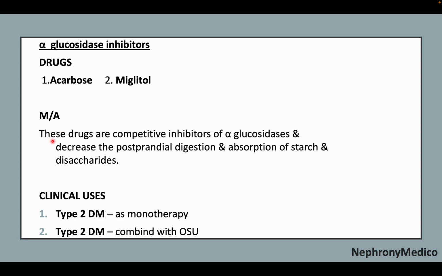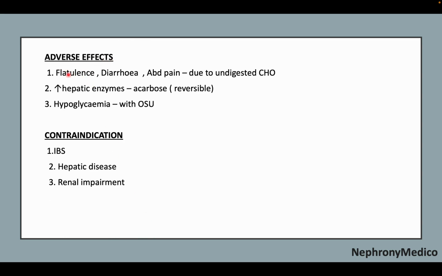Mechanism of action: these drugs are competitive inhibitors of alpha glucosidase and decrease the postprandial digestion and absorption of starch and disaccharides. The uses include type 2 diabetes as monotherapy and combined therapy. Adverse effects include flatulence, diarrhea, abdominal pain due to undigested carbohydrate, increased hepatic enzymes, and hypoglycemia. Contraindications include inflammatory bowel disease, hepatic disease, and renal impairment.